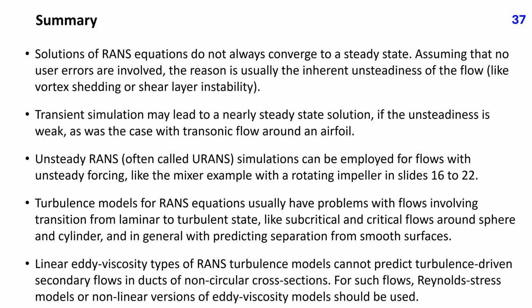Unsteady RANS simulations, often called URANS, can be employed for flows with unsteady forcing, like the mixer example with a rotating impeller in slides 16 to 22. Turbulence models for RANS equations usually have problems with flows involving transition from laminar to turbulent state, like subcritical and critical flows around spheres and cylinders, and in general with predicting separation from smooth surfaces. Linear eddy viscosity types of RANS turbulence models cannot predict turbulence-driven secondary flows in ducts of non-circular cross-sections. For such flows, Reynolds stress models or nonlinear versions of eddy viscosity models should be used.